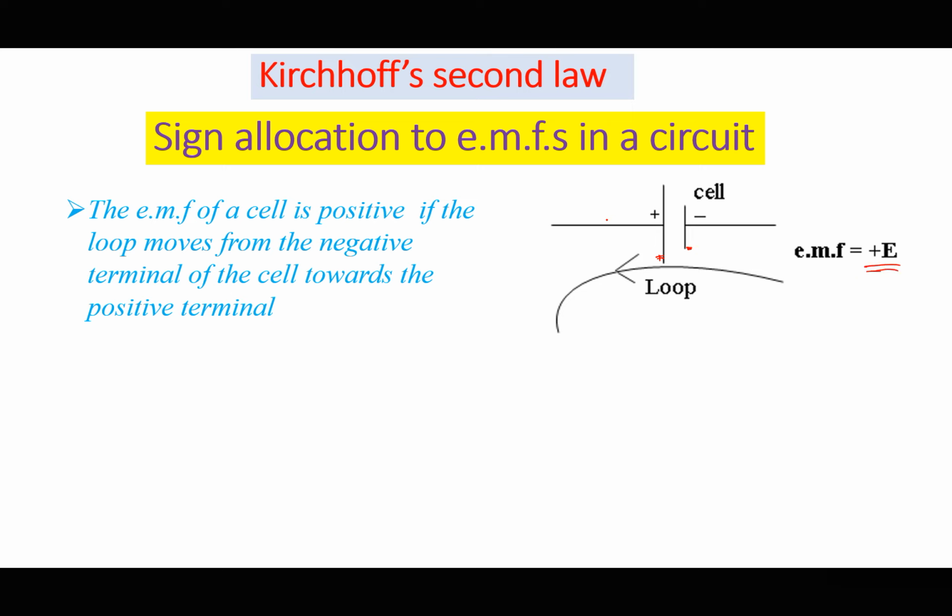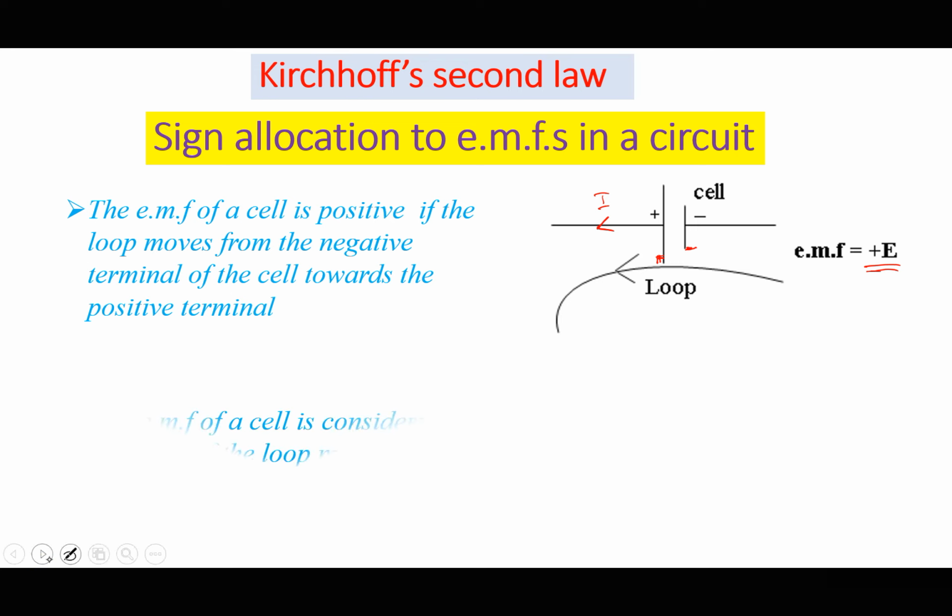In other words, the loop is in the same direction as the current from that particular cell, because we know current flows from positive to negative. So if the loop is in the same direction as that of current from that particular cell, remember current is from positive to negative for a particular cell, that means the EMF is going to be positive. In moving around the circuit, I meet the negative terminal before the positive terminal. The EMF is going to be positive.